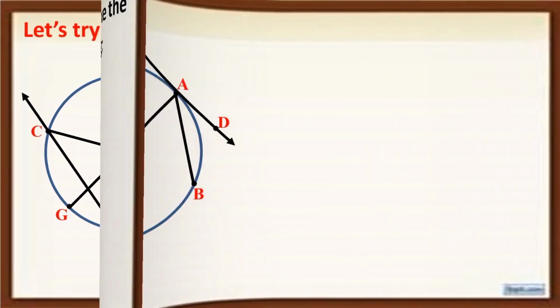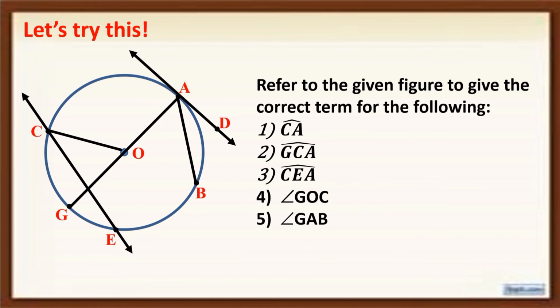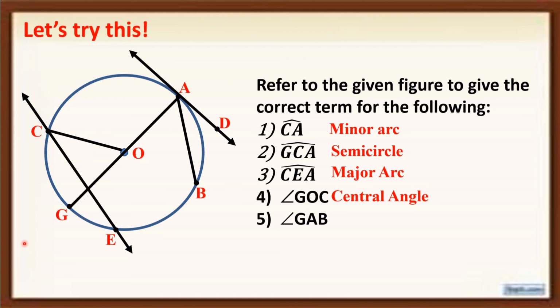Next, refer to the given figure also to give the correct term for the following. Arc CA. What do you call the arc CA? That is a minor arc. How about number 2? Arc GCA. GCA is a semicircle. Next is arc CEA. That is a major arc. Next is angle GOC. That is a central angle. And lastly, the angle GAB. That is the inscribed angle.